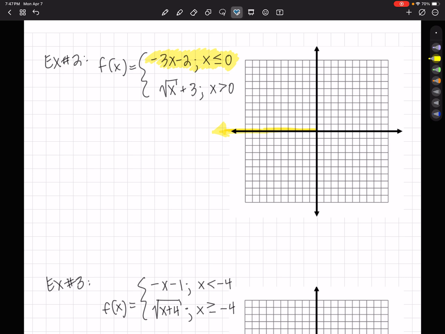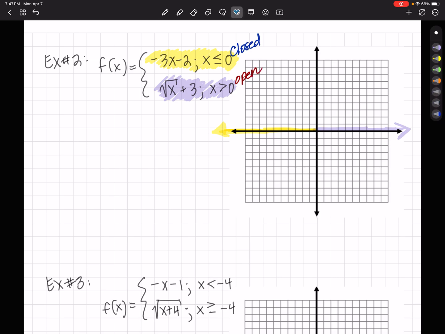Then our next piece is the square root of x plus 3. So we have a square root function, and that is when x is greater than 0. X is greater than 0. I'm going to make myself a note. I have a closed circle at the end of the domain for one function, and I have an open circle for the other.